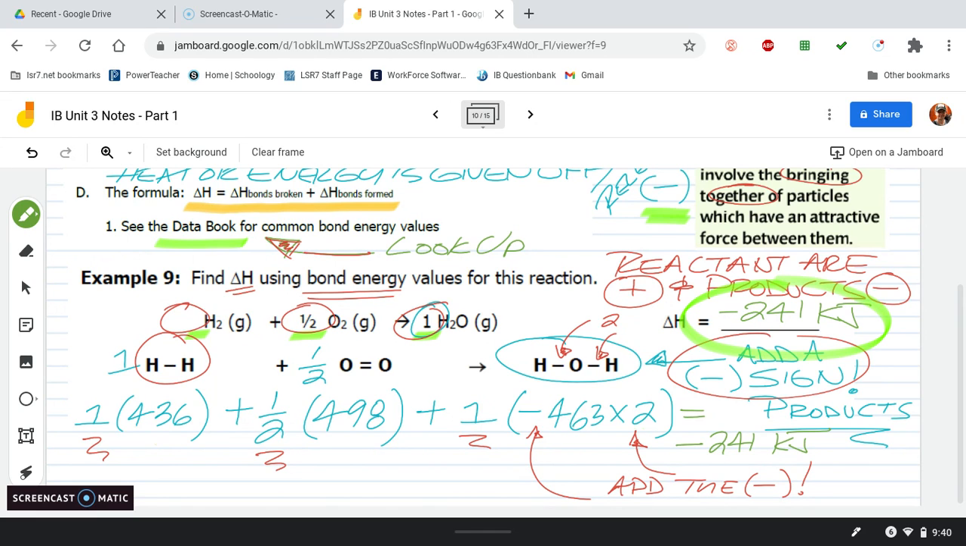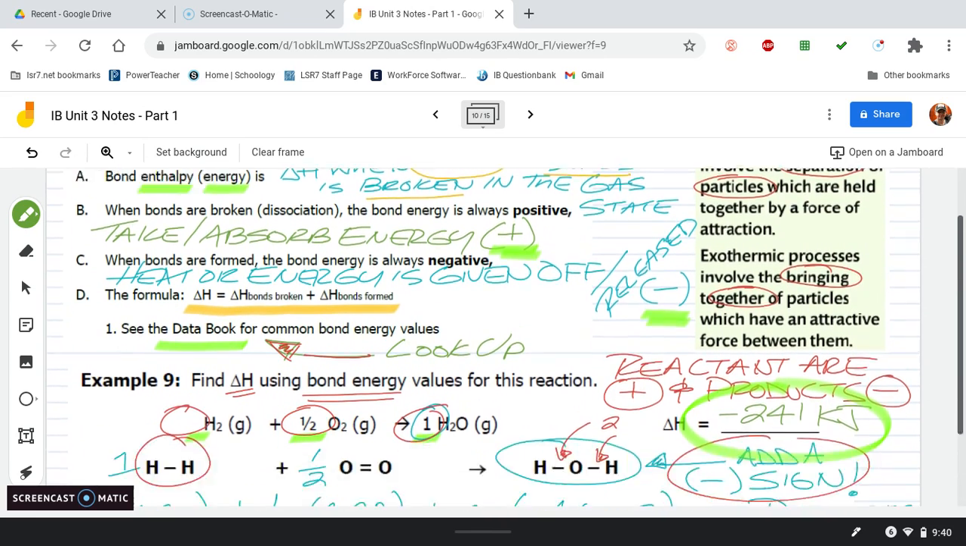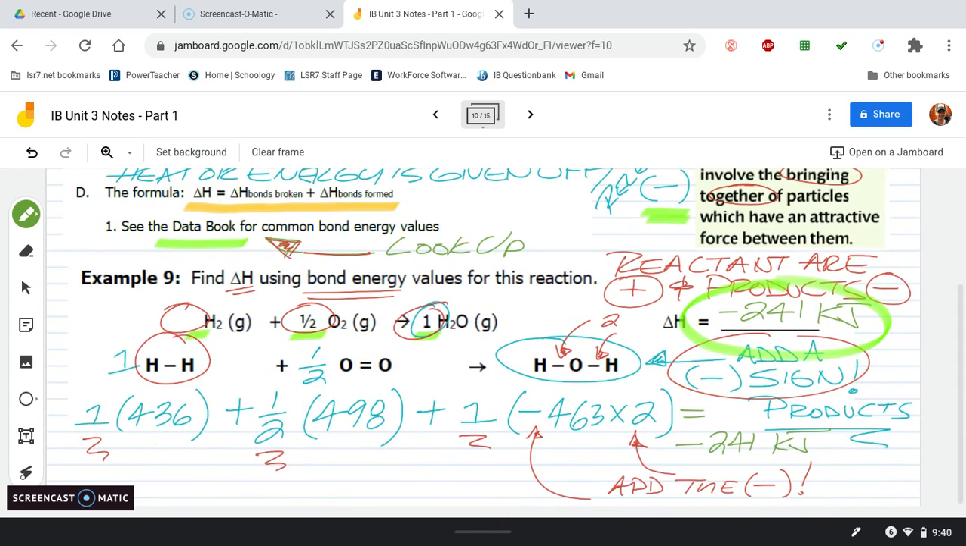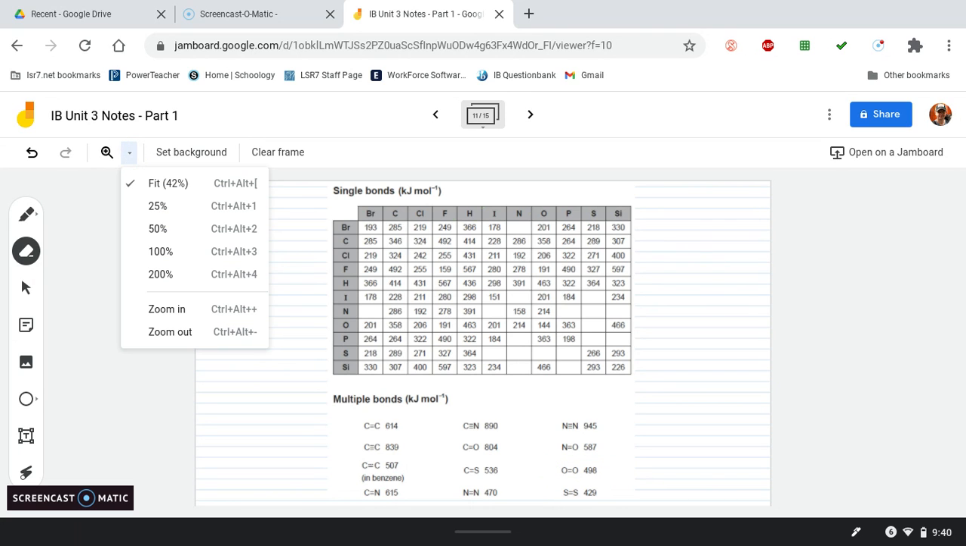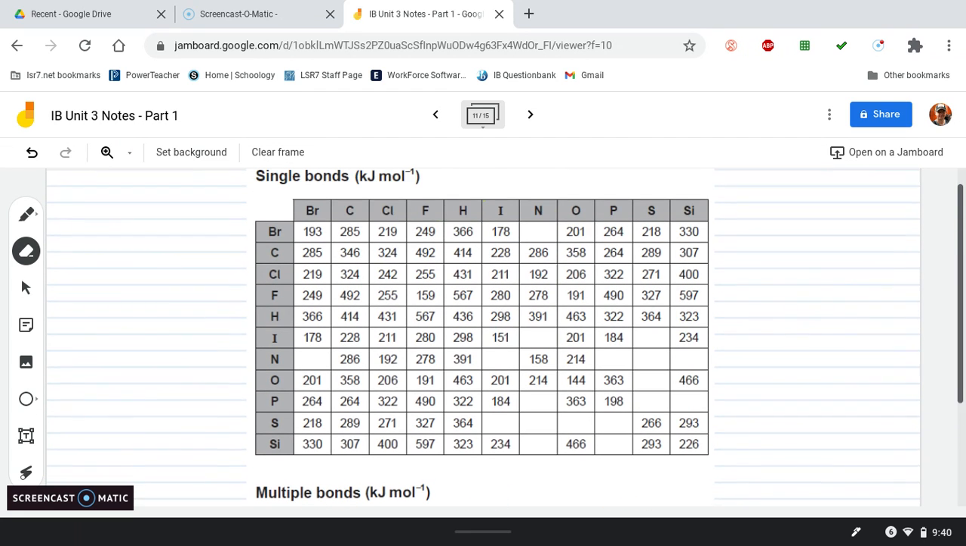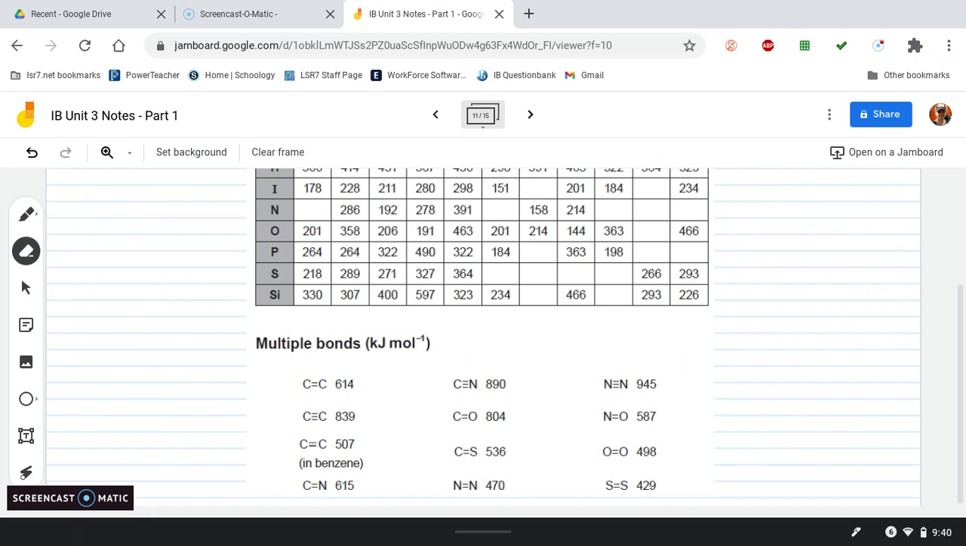All right, so that is bond energy. Not super difficult, just has some little steps. So this is the data table. Now, like I said, this is in Schoology, but if you're just going through the video here, you could pause it there if you need the double bonds and the triple bonds.